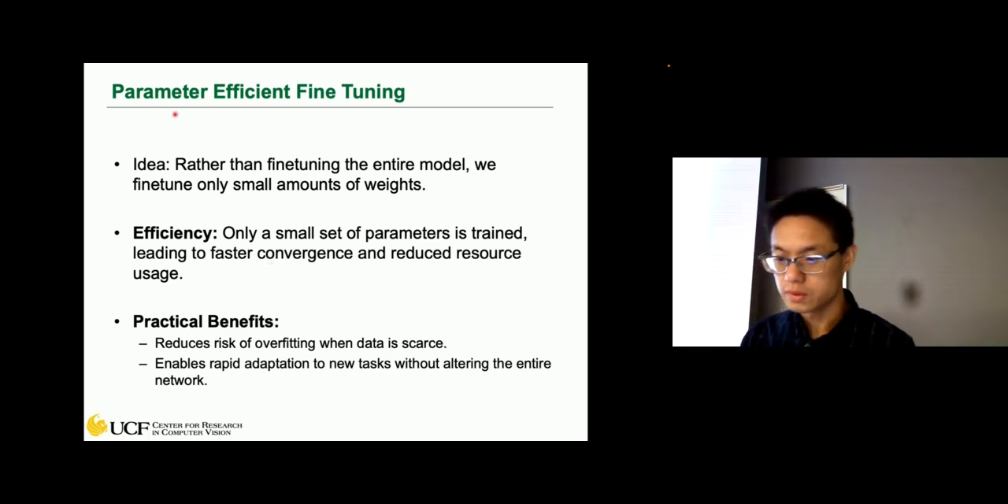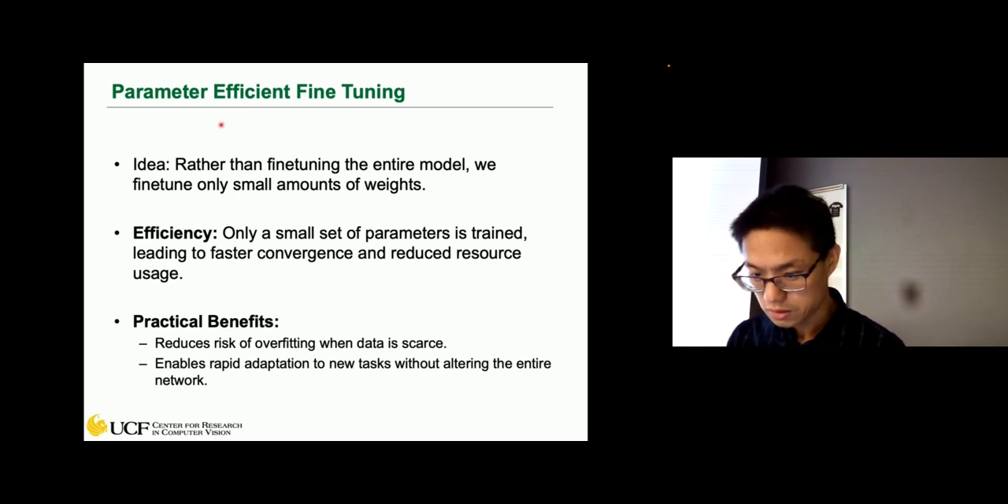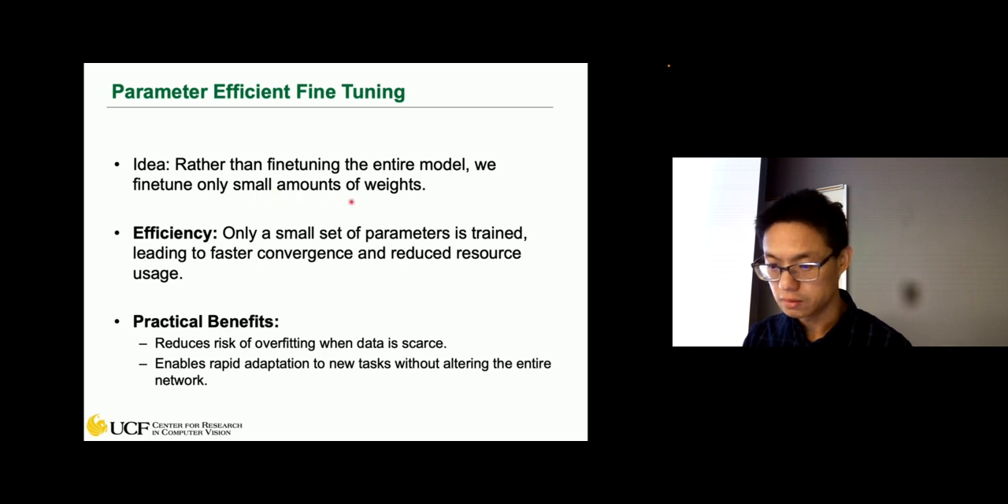So by the name, we want to do parameter efficient fine-tuning. We don't want to tune all the parameters in the network. Maybe we only want to tune a very small subset of the parameters, so that we can still gain comparable or even better performance compared to full fine-tuning. That's the basic idea: rather than fine-tune the entire model, just fine-tune only a small amount of weights, so that we don't incur a lot of tuning cost.